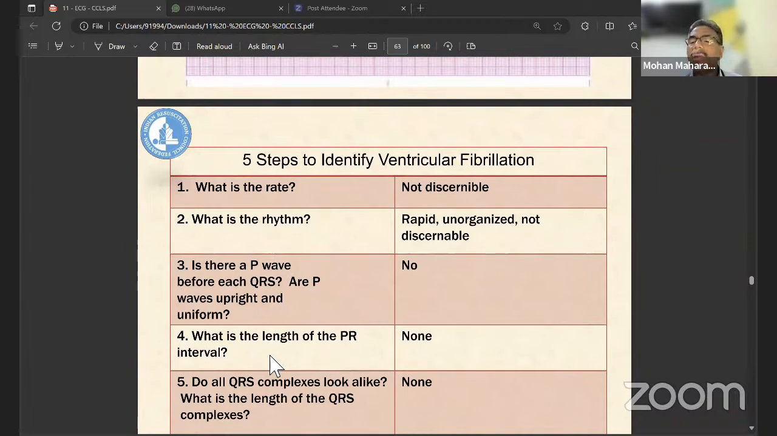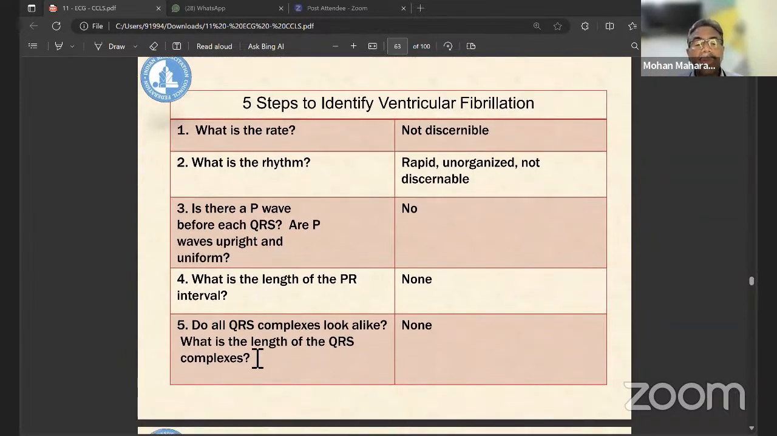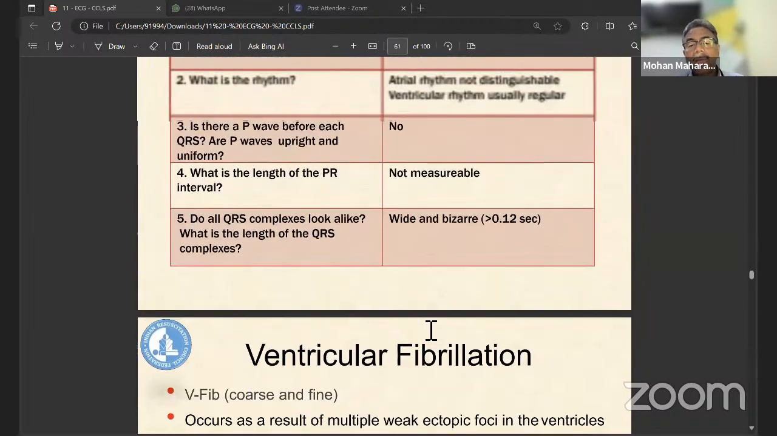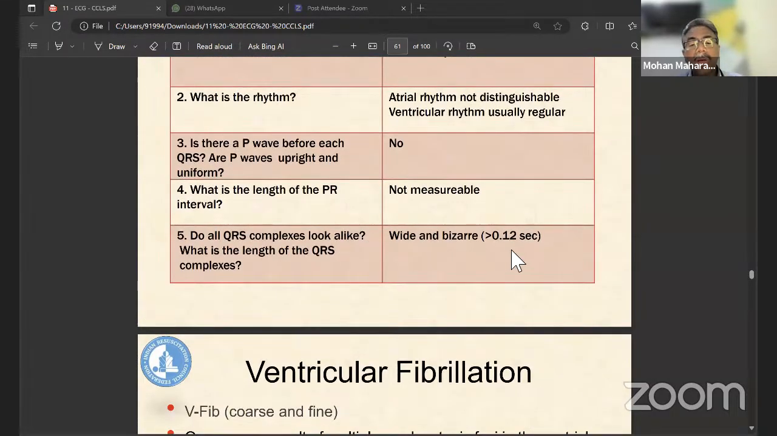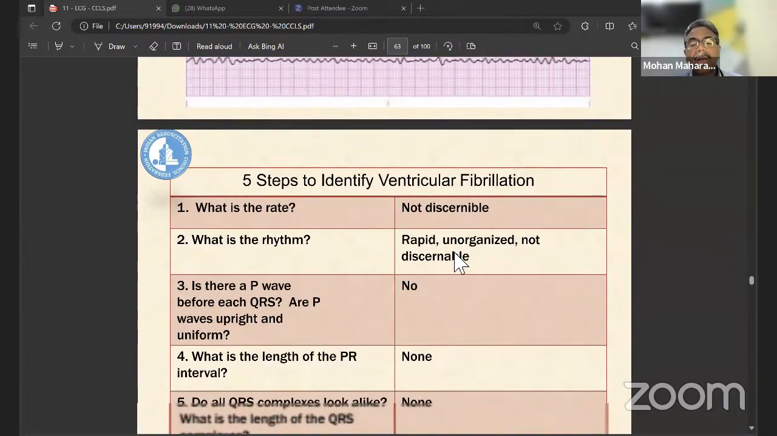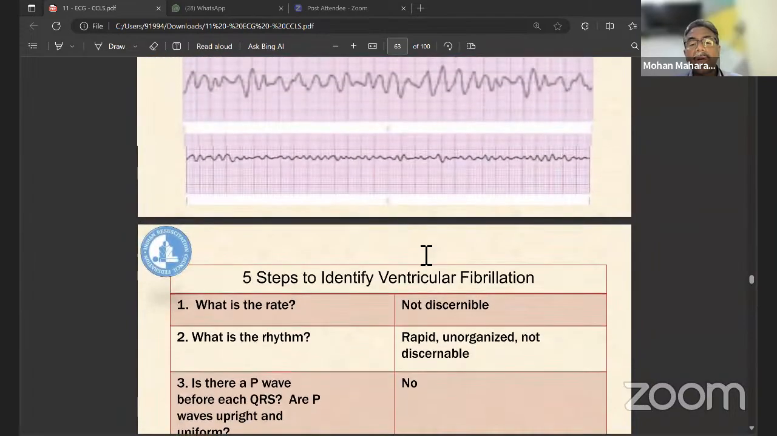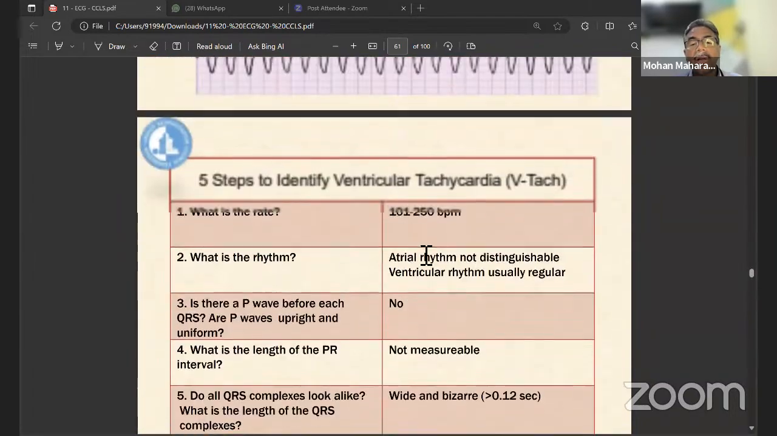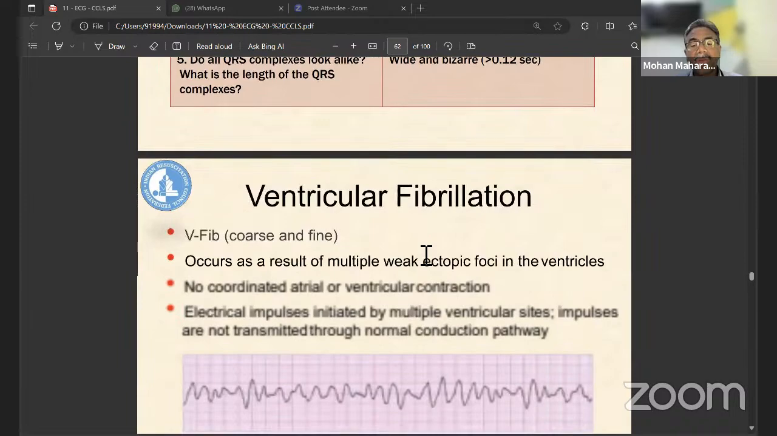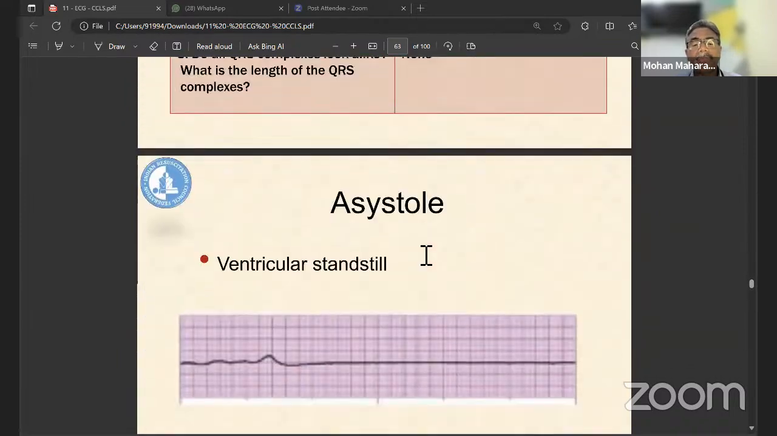What is the length of the PR interval? None, because there is no P wave, so where do we count the PR interval? Do all QRS complexes look alike? What is the length of QRS? None. Whereas in VT, the difference is that the complexes look alike, wide and bizarre everywhere, and here there is none. So that is the difference between VF and VT. These are important to remember.